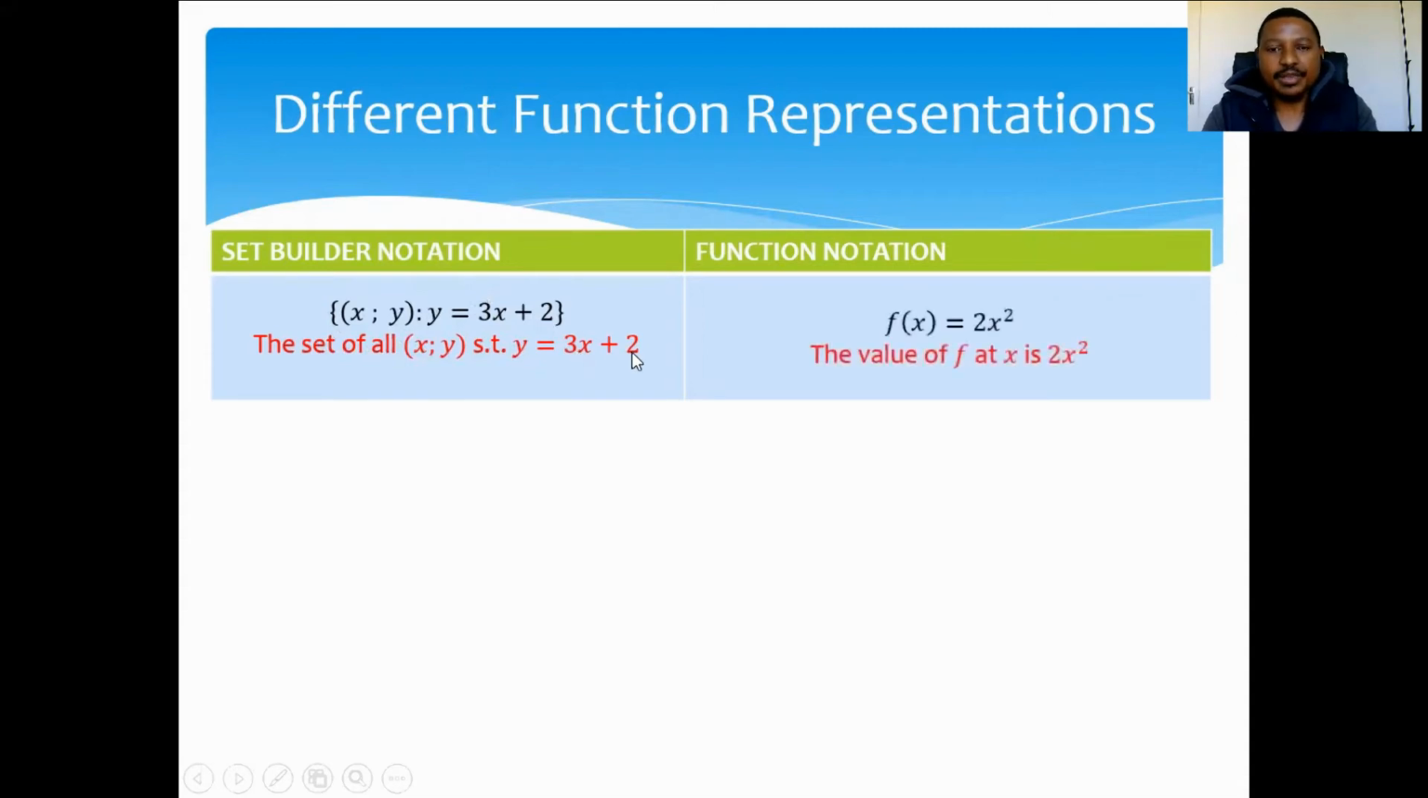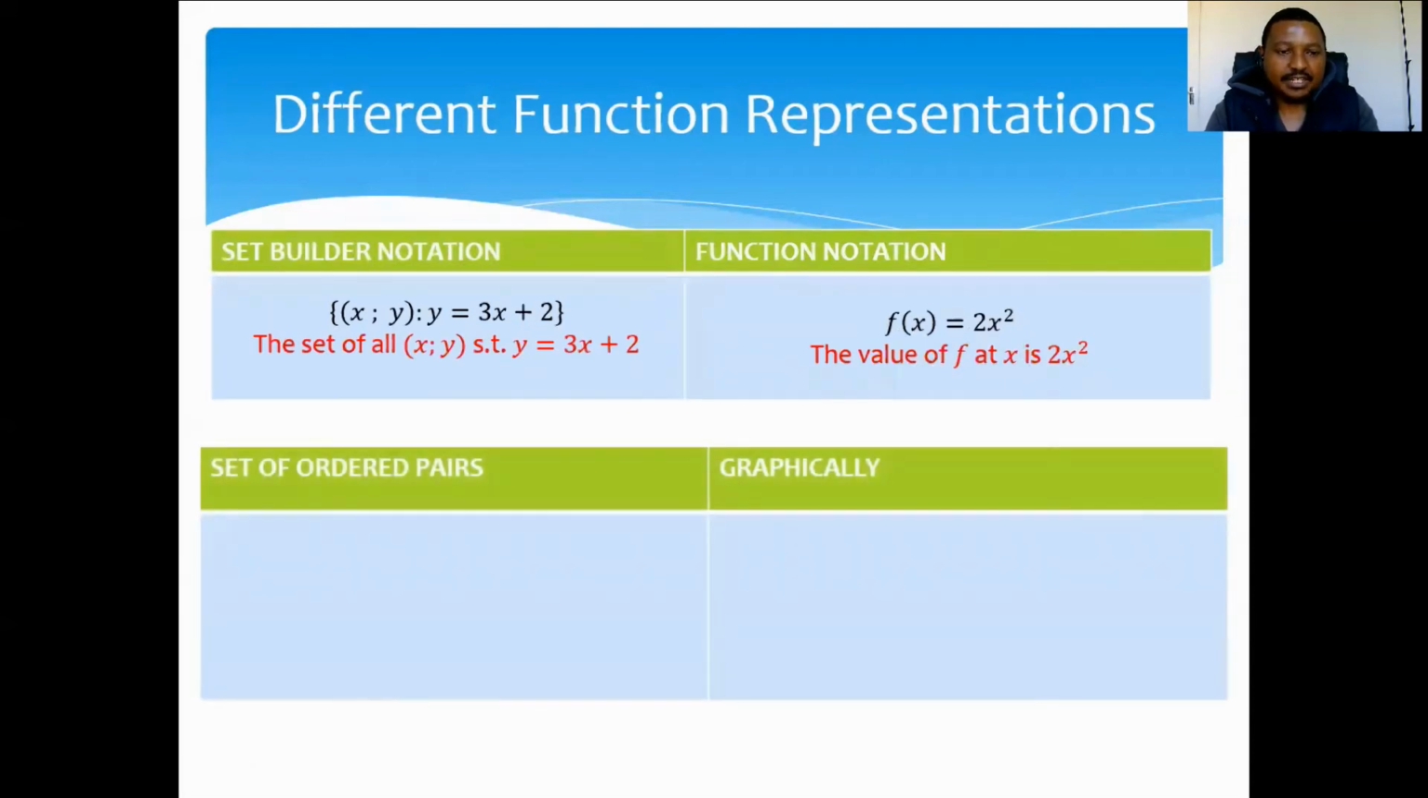And the second one, we have function notation, the one that most of you are familiar with. f of x equals 2x squared. The value of f at x is equal to 2x squared. So that's how you can read this. Next, we have the set of ordered pairs. This one is very unfamiliar, but it's another way that we can represent a function. You can see there, 1 is mapped to 2, 2 is mapped to 2, 3 is mapped to 4, 4 is mapped to 6.